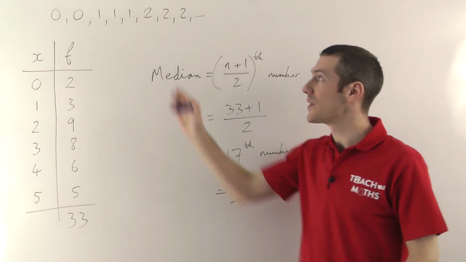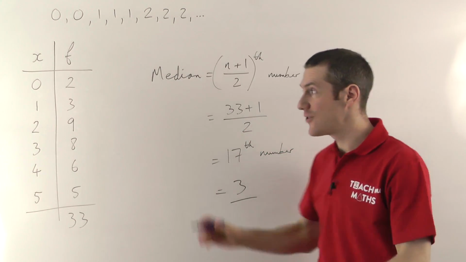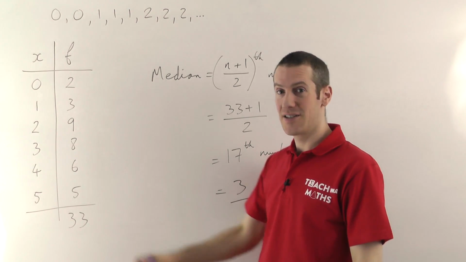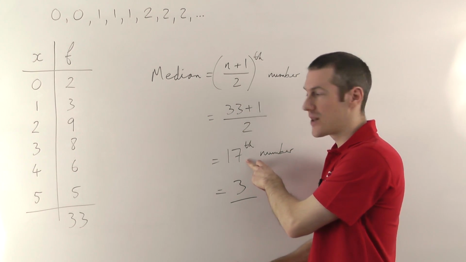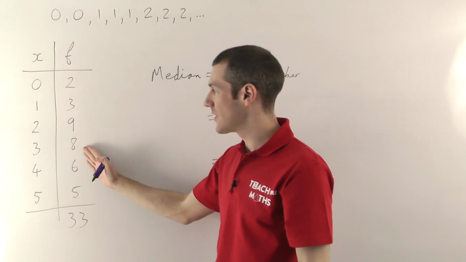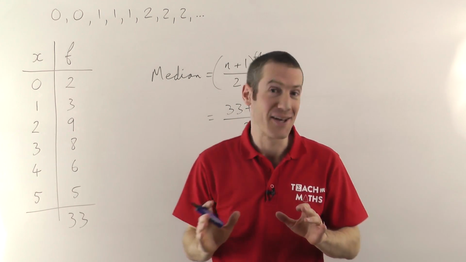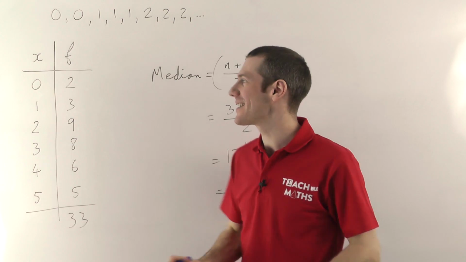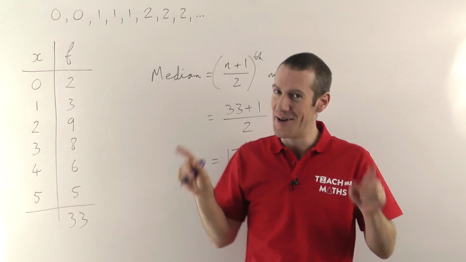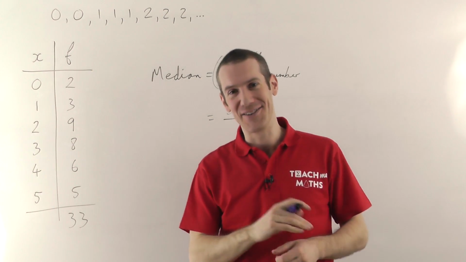So that's how you do it without writing out the list of numbers. As I say, if you get the concepts, it's fairly easy to do. Use the formula to work out where the middle point is, count up through the frequencies until you find it, read off the number. But as I say, if you're not too sure about that, just write out all the numbers, pair your way in from the outside, and you'll find the number in the middle.